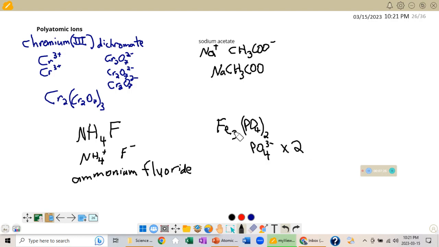And then I look at Fe, well, it's going to be 2 plus or 3 plus. Now, I've got 3 of them, so 3 times 2 is 6. So this is the 2 plus version of iron. This is Fe 2 plus. And here we go. This is going to be iron Roman numeral 2.